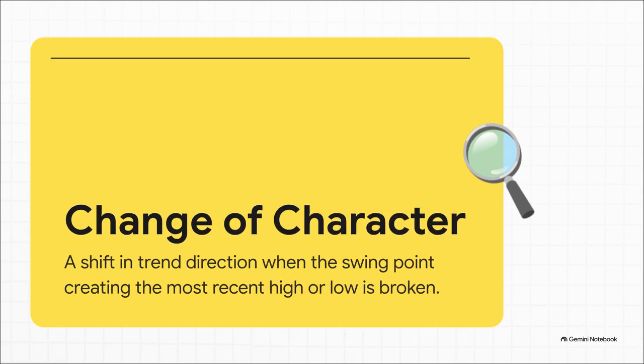But you might be wondering, when does the trend actually die? Well, that brings us to our change of character, or CHoCH. This is a precise shift in trend direction, and it only happens when the specific swing point that created the most recent high or low is broken. The key here is that we don't guess when the market will turn. Absolutely not. We wait for this exact mechanical shift to flip our bias.